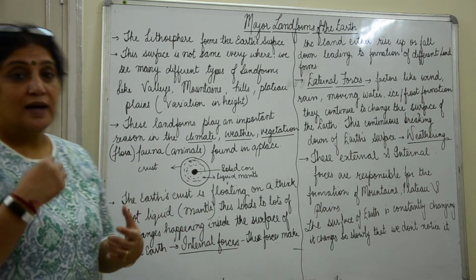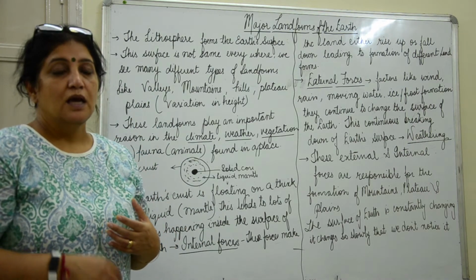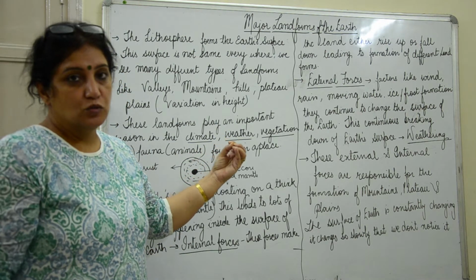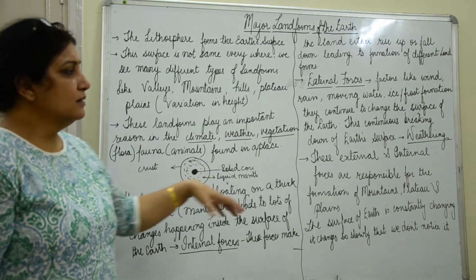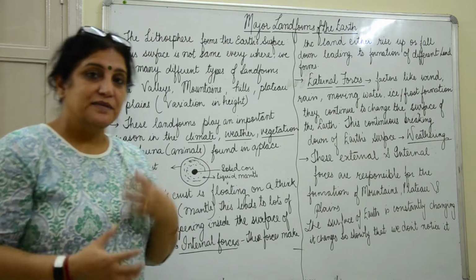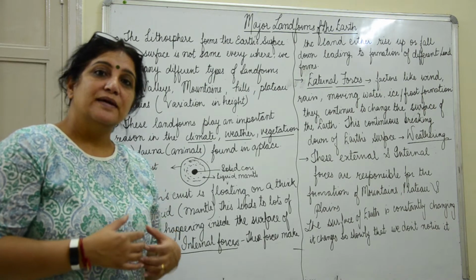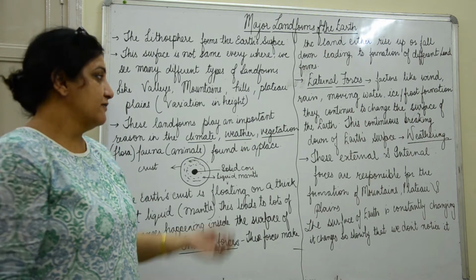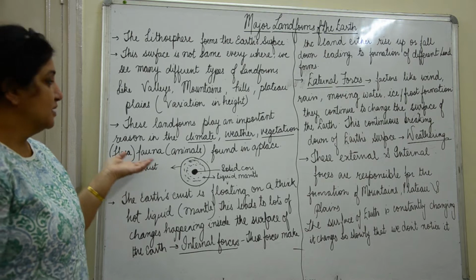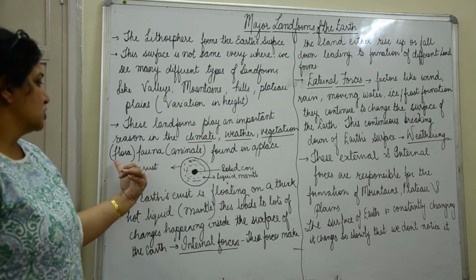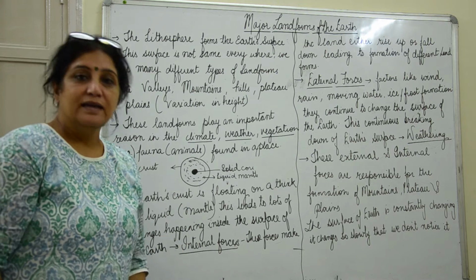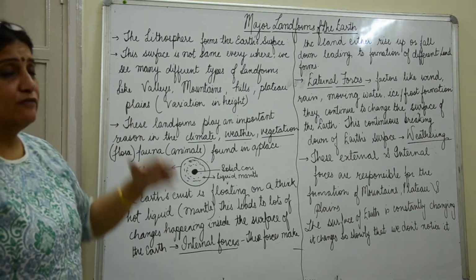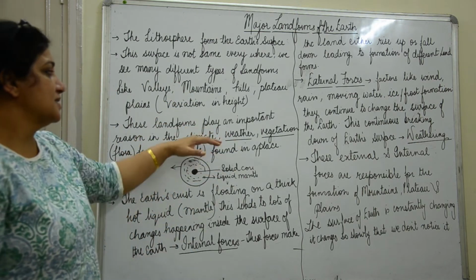Now, why are these landforms important? They play a very important role in the climate. We know that as you go higher it becomes cooler. Then there is the weather, climate and the vegetation. The habitat of plants and animals depends on what kind of climate a place has, so the vegetation is affected by that. For vegetation we use a scientific term, flora, and fauna means the animals. They are all found in a place depending on what kind of landform it is. So landform influences these things.